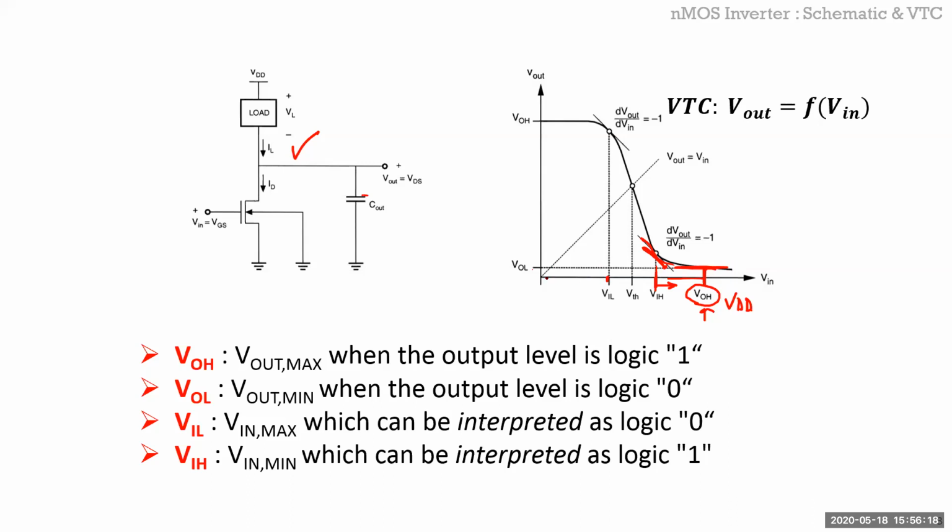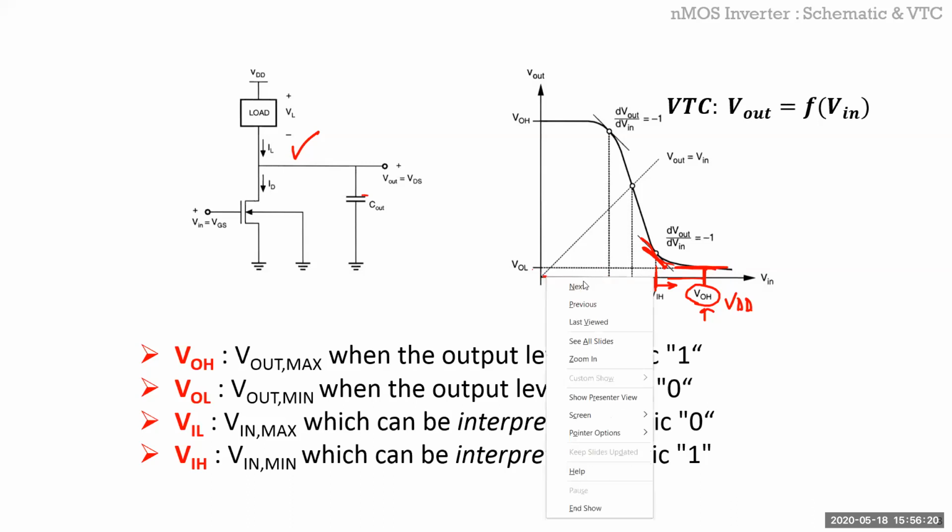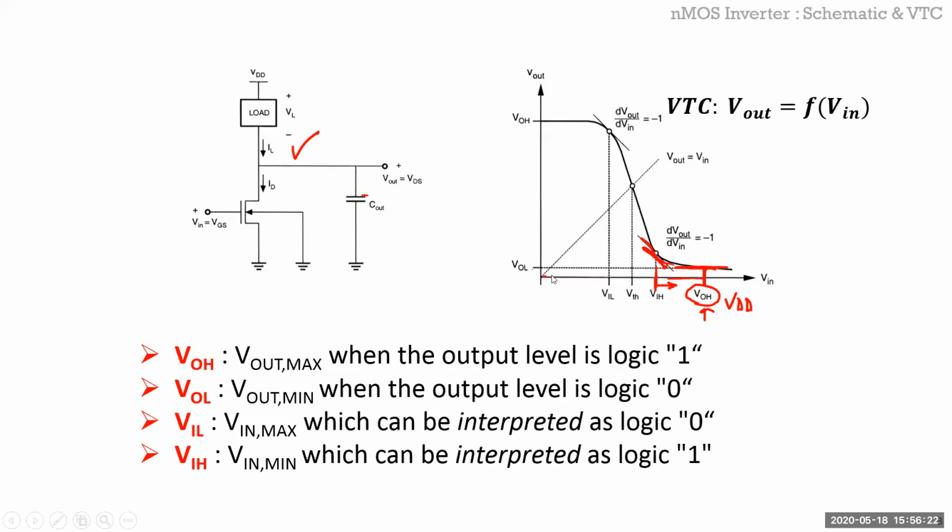And this point is zero, basically, or VOL. Actually, I should consider this as VOL, because you can't go lower than VOL. So VOL is this point here, because the logic which is connected before me, the input cannot go lower than this, right? And VIL is this point. So this is the region where it is considered as a zero.